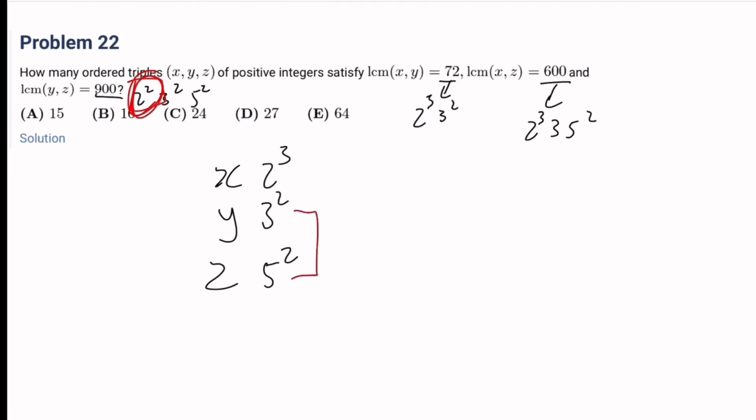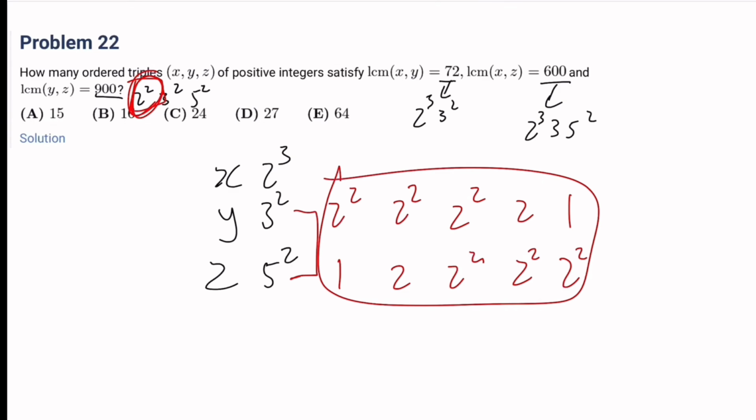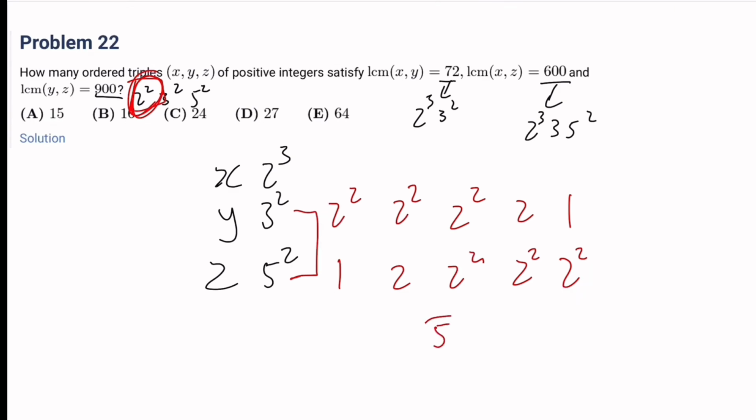It has to be put in one of these two. So either y or z needs 2 squared. If y has 2 squared, then z can have 1, or z can have 2, or z can also have 2 squared. But if z has 2 squared, then y can have 2 squared, or y can have 2, or y can have 1. And so this is going to be 5 possibilities.